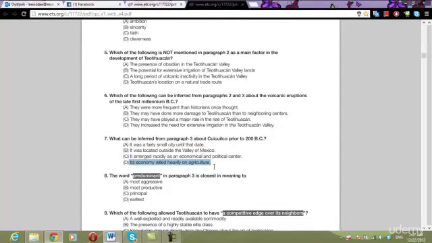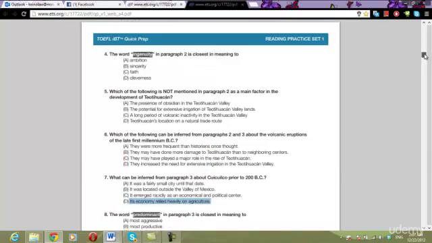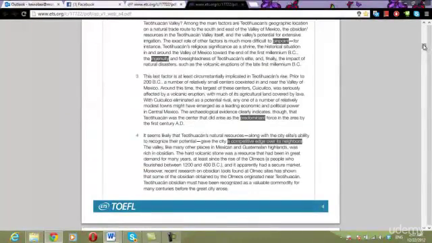Okay? Now, number 8. The word predominant in paragraph 3. Predominant. Okay, so let's have a look here. The archaeological evidence clearly indicates, though, that Teotihuacan was the center that did arise as the predominant force in the area by the 1st century AD.